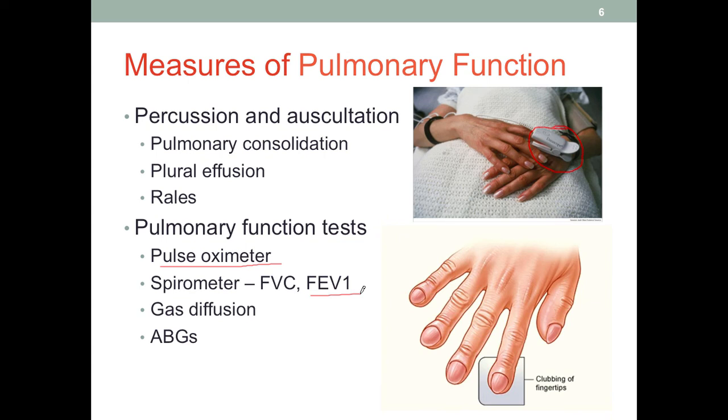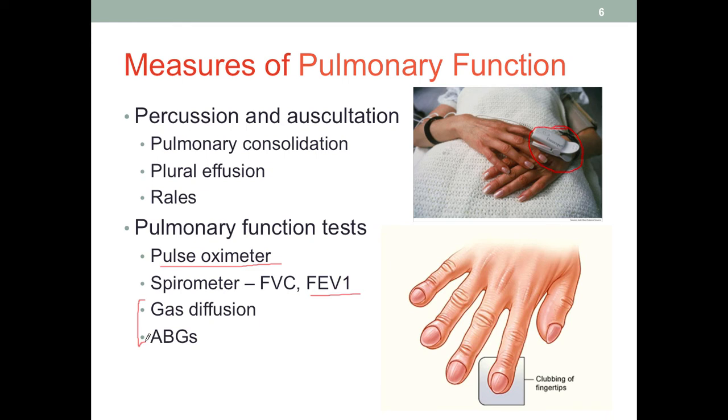So this measures forced expiratory volume in 1 second. So there's still that forced exhaling, but we only record the volume in 1 second. And this is a very useful indicator when diagnosing COPD. We can also check lab values and take blood samples.